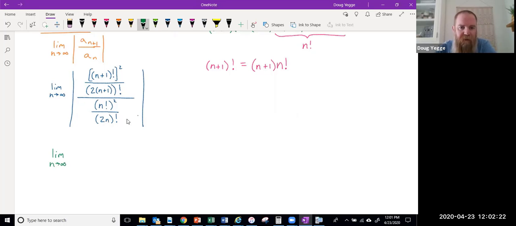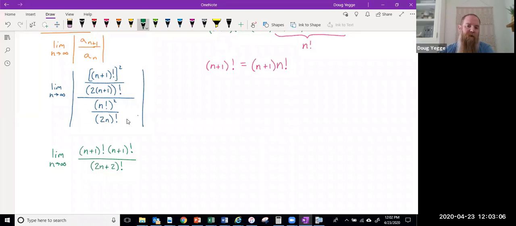So let's go ahead and talk about this one for a minute. n plus 1 factorial squared, and also n factorial squared. Well, that just means n plus 1 factorial times another n plus 1 factorial. So let's write that as n plus 1 factorial times another n plus 1 factorial over, okay, well, let's think about what 2n plus 1 factorial means. That's just the same as 2n plus 2 factorial.